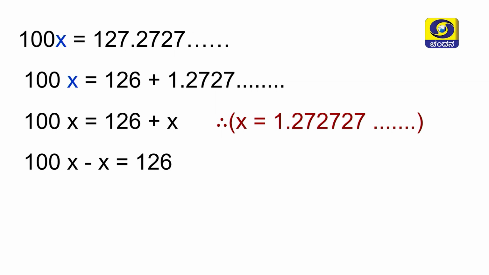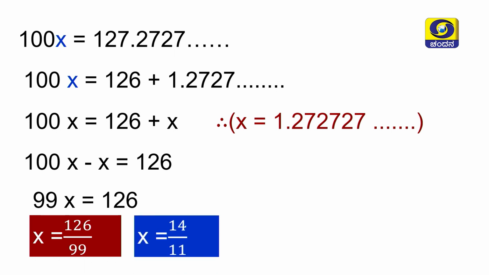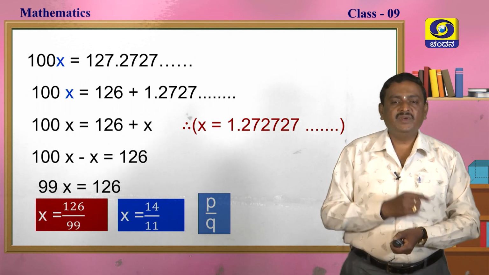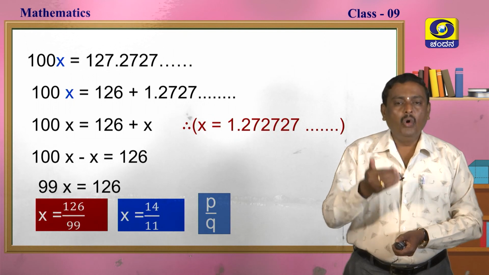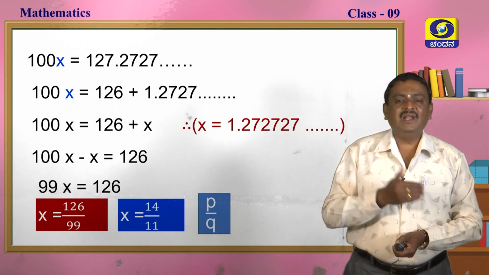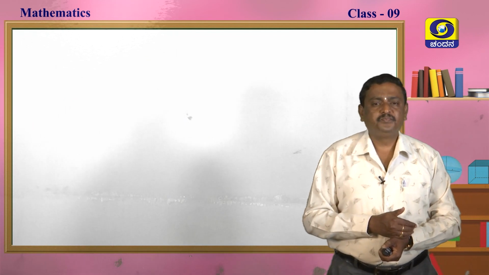Now, subtract x on both sides, we will get 100x minus x is equal to 126, 99x is equal to 126. Now, divide both sides by 99, we will get 126 by 99. If you simplify, we will get 14 by 11. Now, it is in the form of p by q, my dear students. You have to follow all these steps and we will get the final answer, that is x is equal to 14 by 11, it is in the form of p by q.